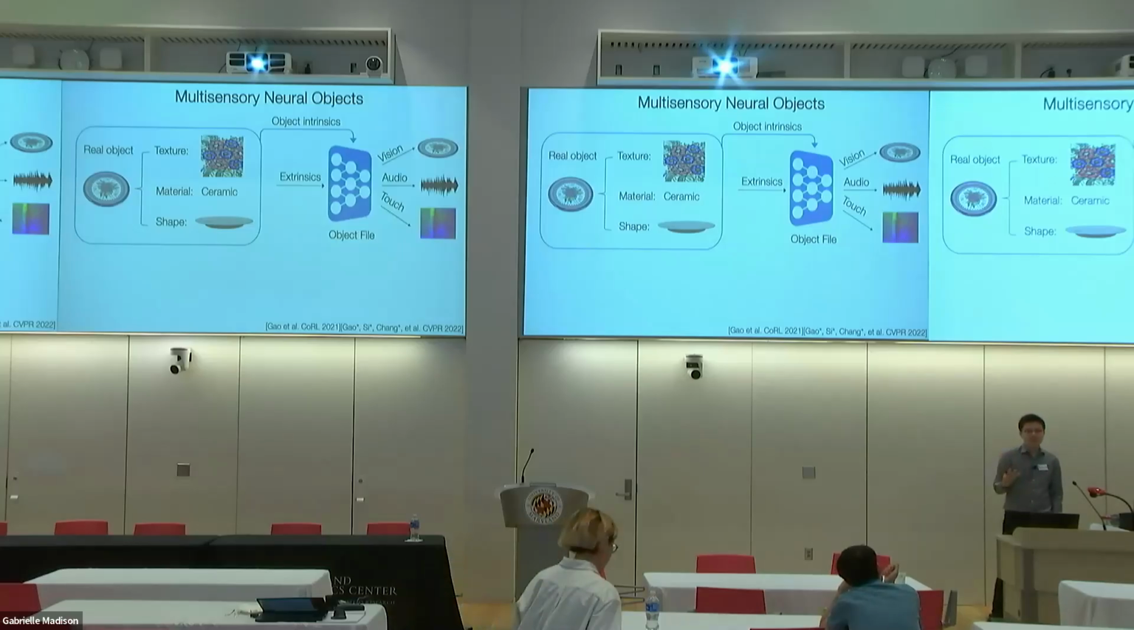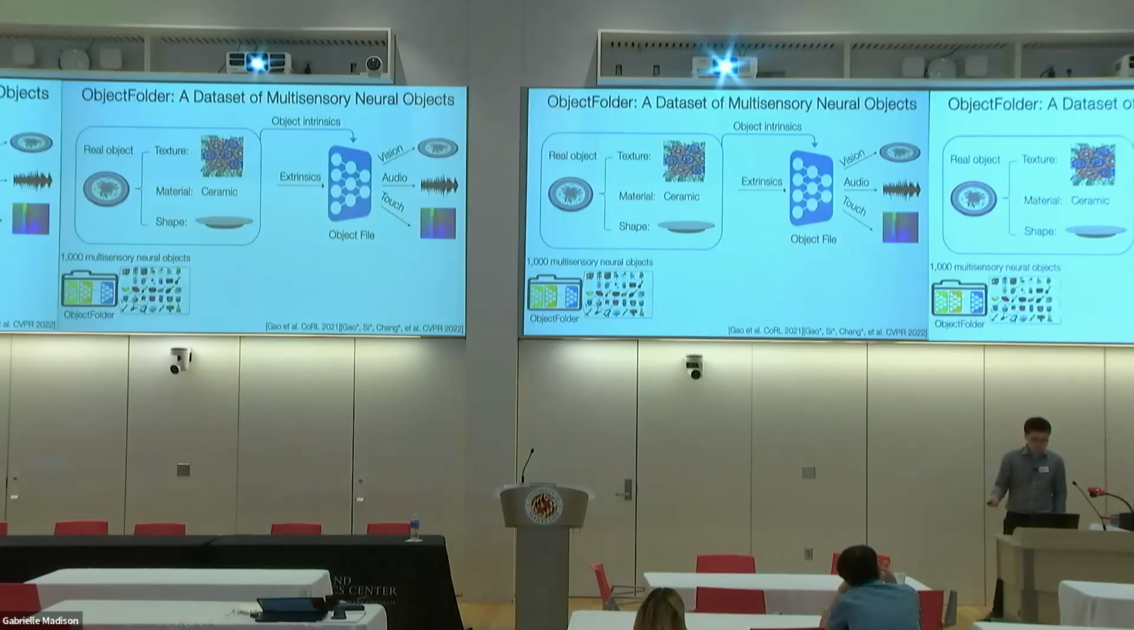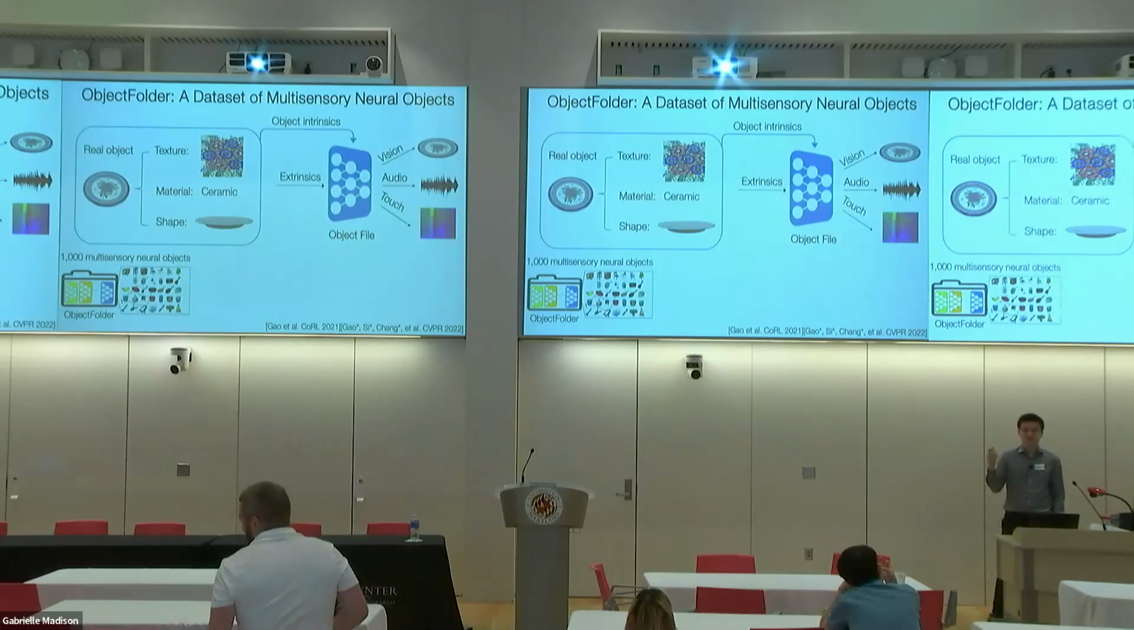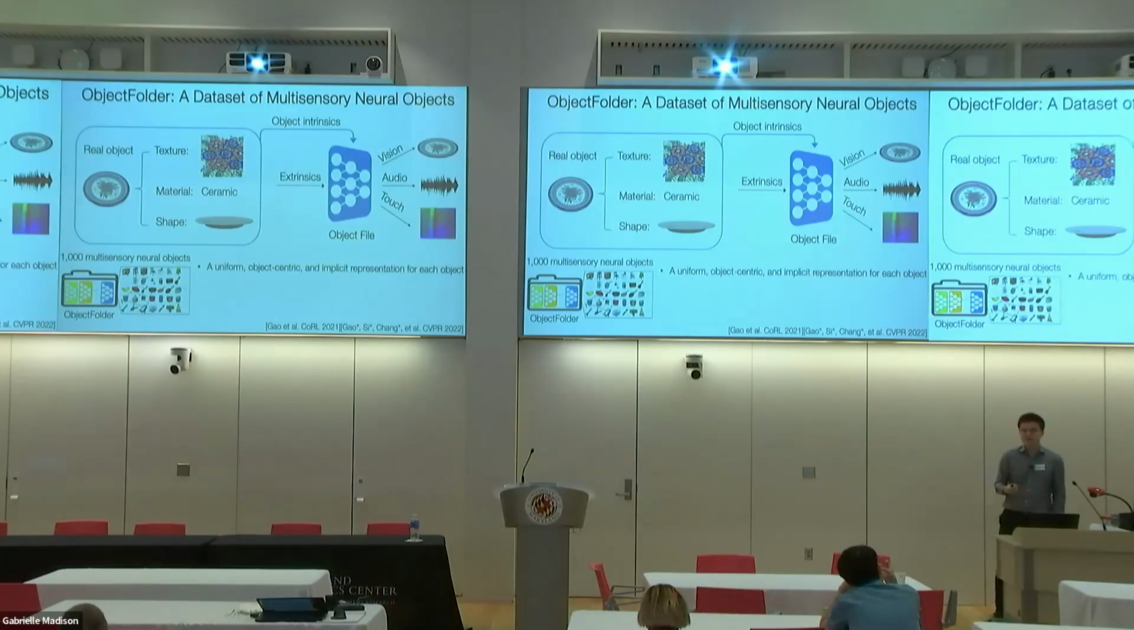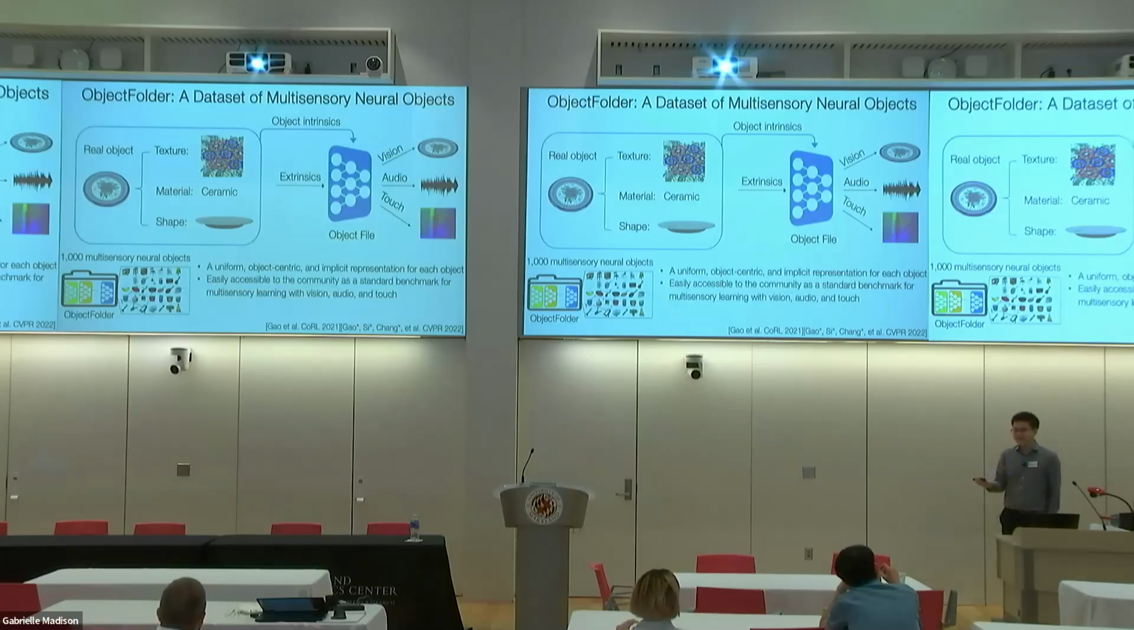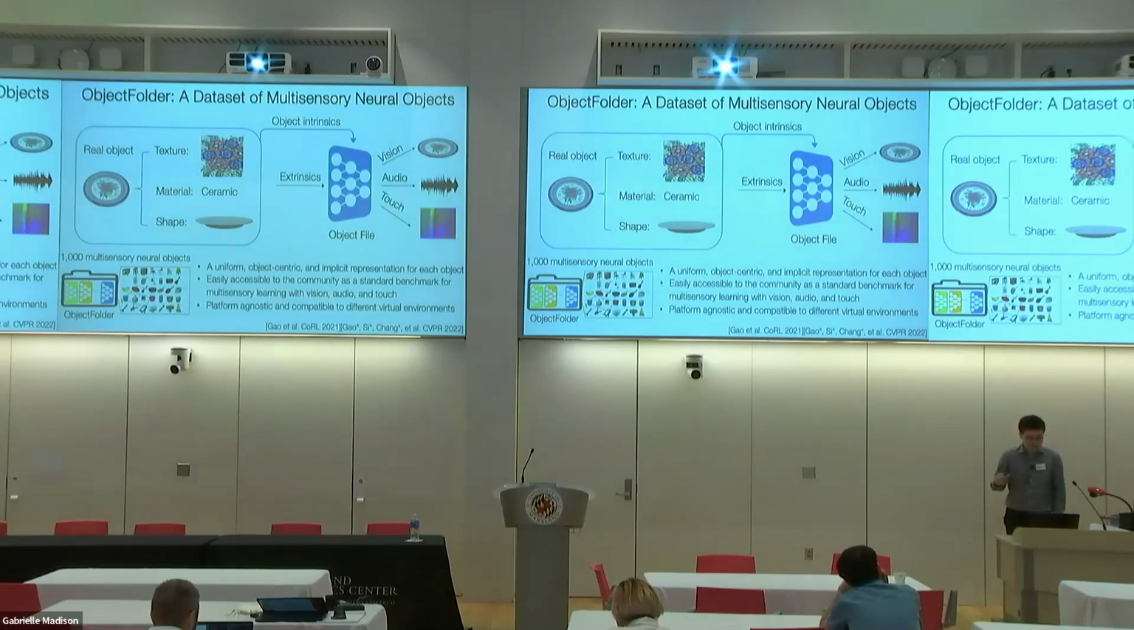Before I talk about how we achieve this, I want to first talk about why this is useful. We built a dataset called ObjectFolder. It's a dataset of about 1,000 multisensory neural objects. For each object, it's a uniform, object-centric, implicit representation. The dataset is also easily accessible to the community as a standard benchmark for multisensory learning with vision, audio, and touch. It can also be platform agnostic and compatible with different virtual environments.